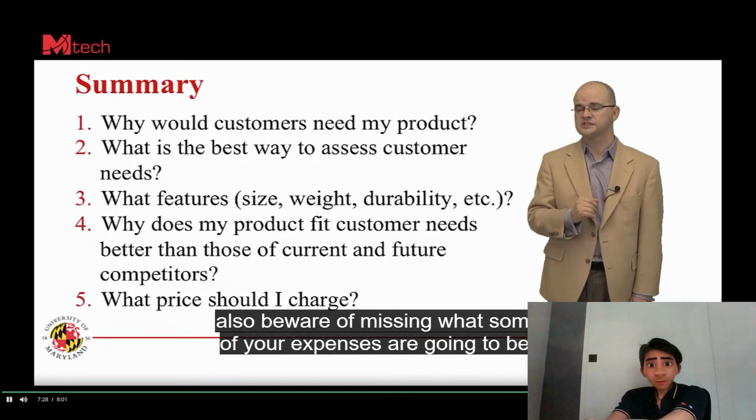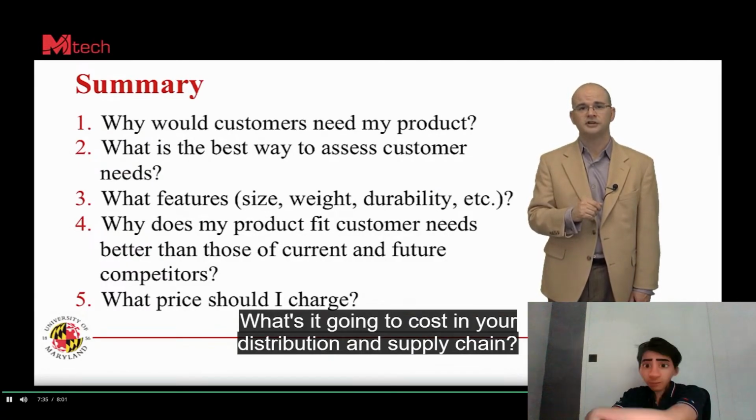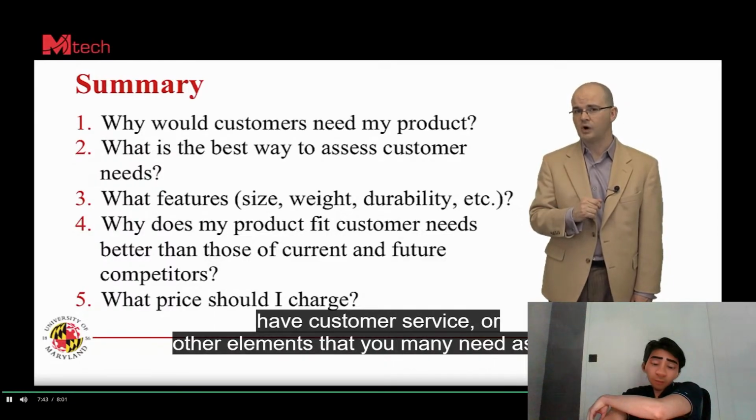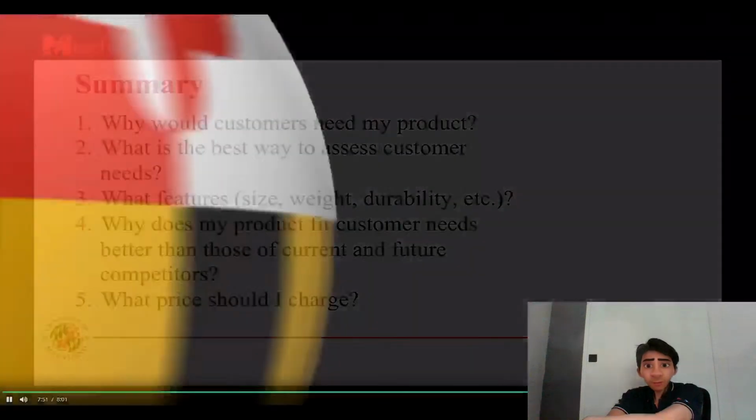Also beware of missing what some of your expenses are going to be. Don't think only beyond just the manufacturing cost of your product. What's it going to cost to market it? What's it going to cost in your distribution and supply chain? What's it going to cost in overhead to really support that and have customer service or other elements that you may need as well? So broadly, think about all these questions as you're examining how to bring the product to market.